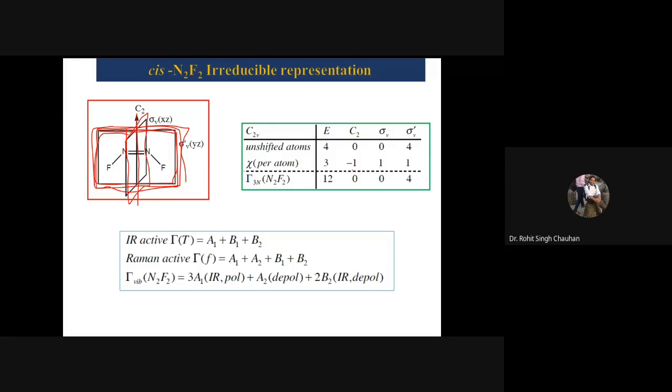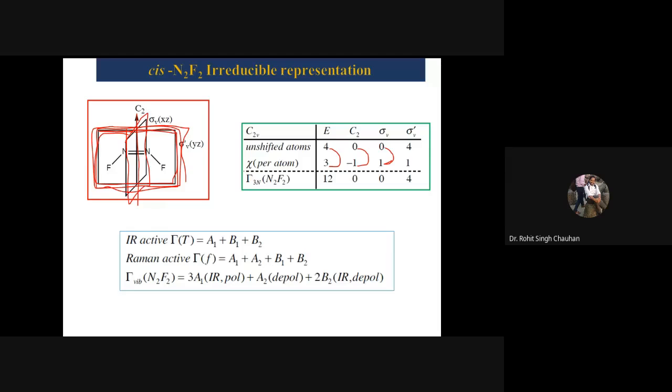Good. Now this is the chi per atom. This is already fixed, I have already told you. For E you are supposed to write 3. For C2 it is minus 2 cos theta plus 1, so you put the formula and you get minus 1. Sigma v is 1. Then we are supposed to find the total number of modes, so we multiply both. 4 multiplied by 3, then 0 multiplied by minus 1, then 0 multiplied by 1, then 4 multiplied by 1. So that's what I have written, 4004.